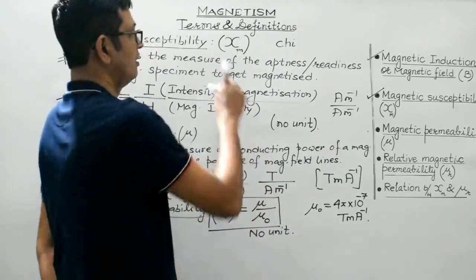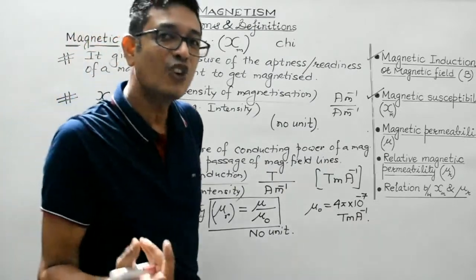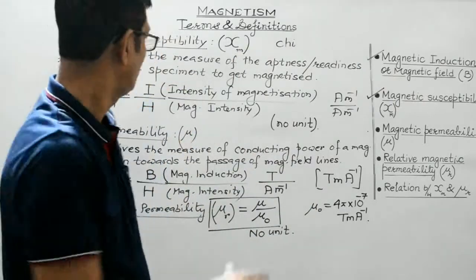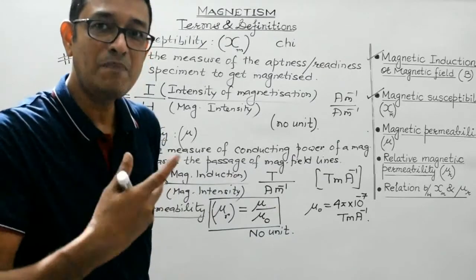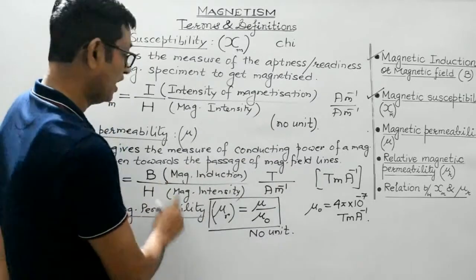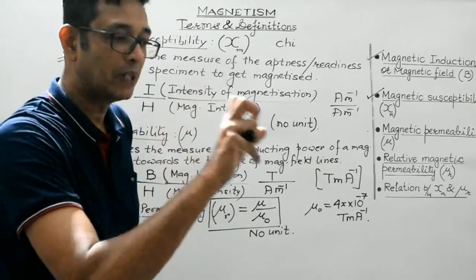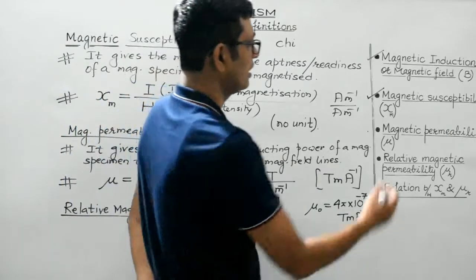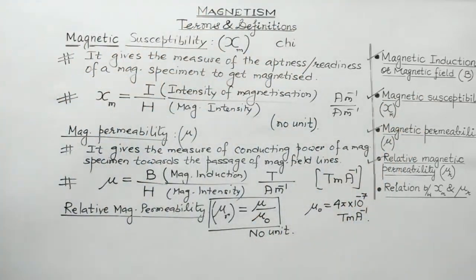Again, I must repeat, susceptibility gives the measure of the readiness or aptness of the specimen to get magnetized under the influence of an external magnetic field, right? Permeability represents the conducting power of the magnetic specimen towards the passage of magnetic field lines. Relative magnetic permeability means the ratio of the permeability of the material of the substance to the permeability of free space. So that is how we can define magnetic susceptibility, magnetic permeability and relative magnetic permeability.